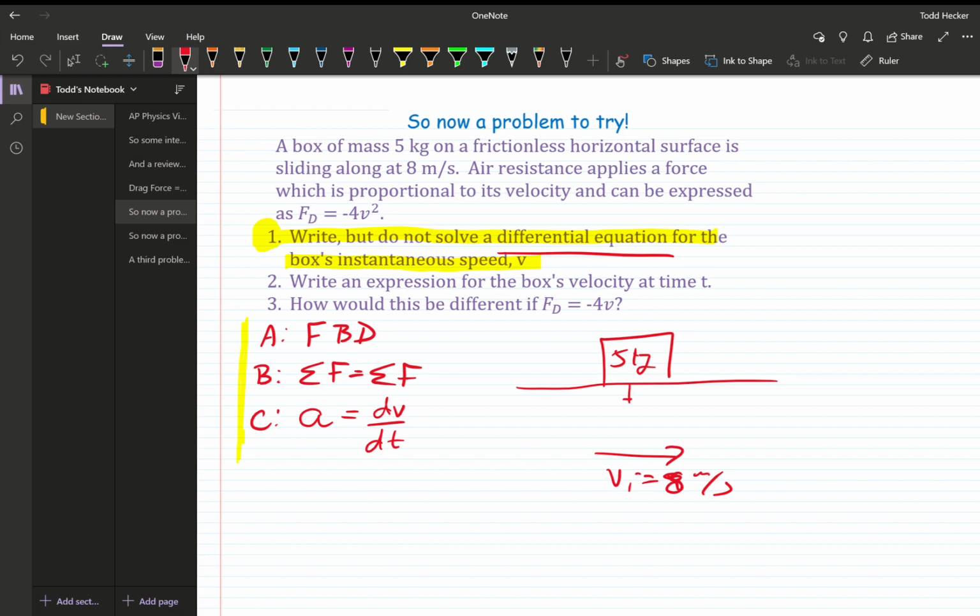Let's see what forces are on it. Well, gravity is going to pull it down. Normal force is going to hold it up. I don't really care about those because they're going to cancel out. And then we've got this drag force, right? Okay, so there's my free body diagram.